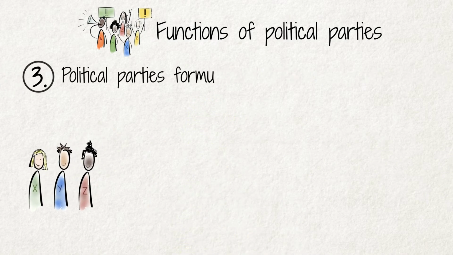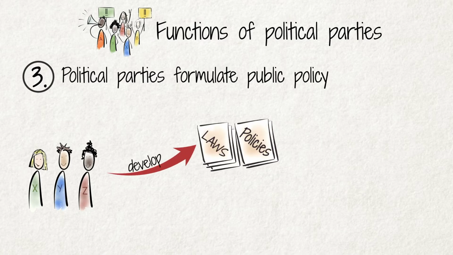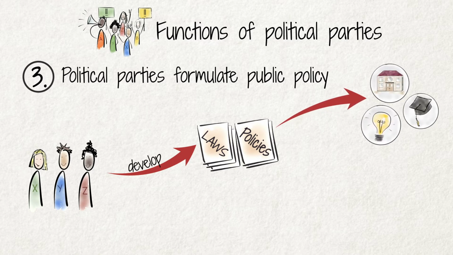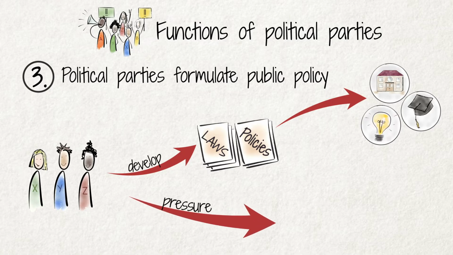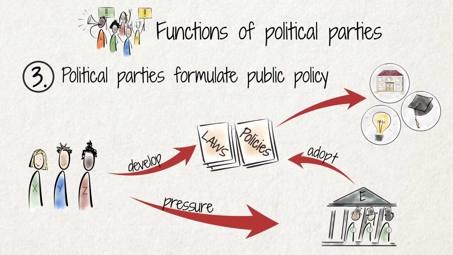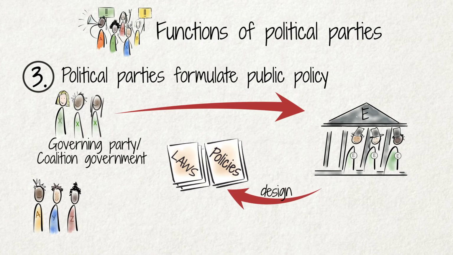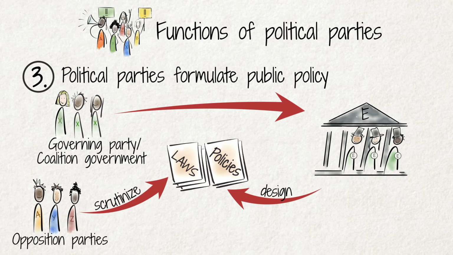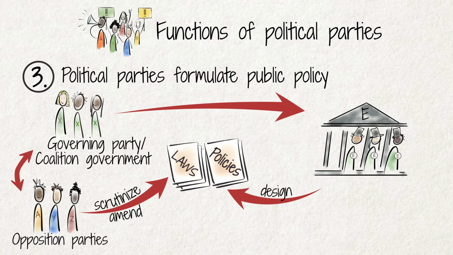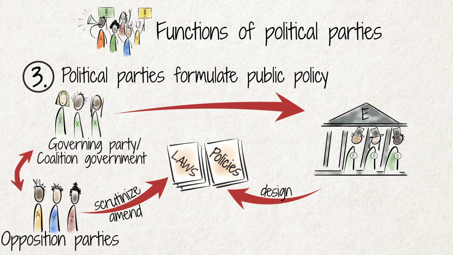Political parties formulate public policy. Political parties develop policies which address the needs and concerns of citizens and improve public welfare. Political parties then pressure government to adopt laws and policies. The coalition government or ruling party will design new laws and policies as a government, while opposition parties will scrutinize these laws and try to amend them if they disagree with them. Democracy cannot work without a party or coalition in power and at least one party in opposition.